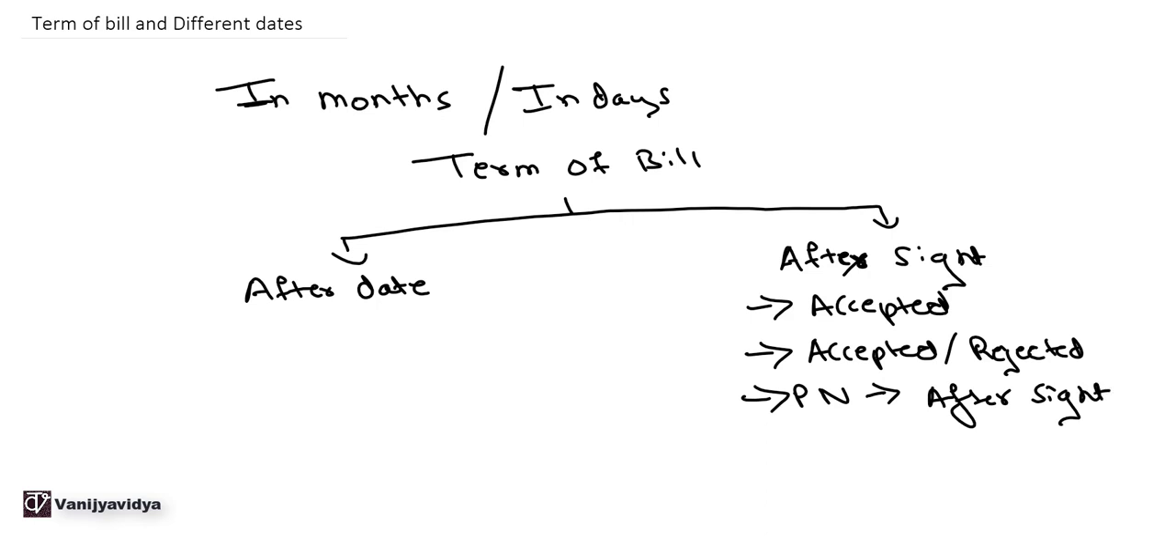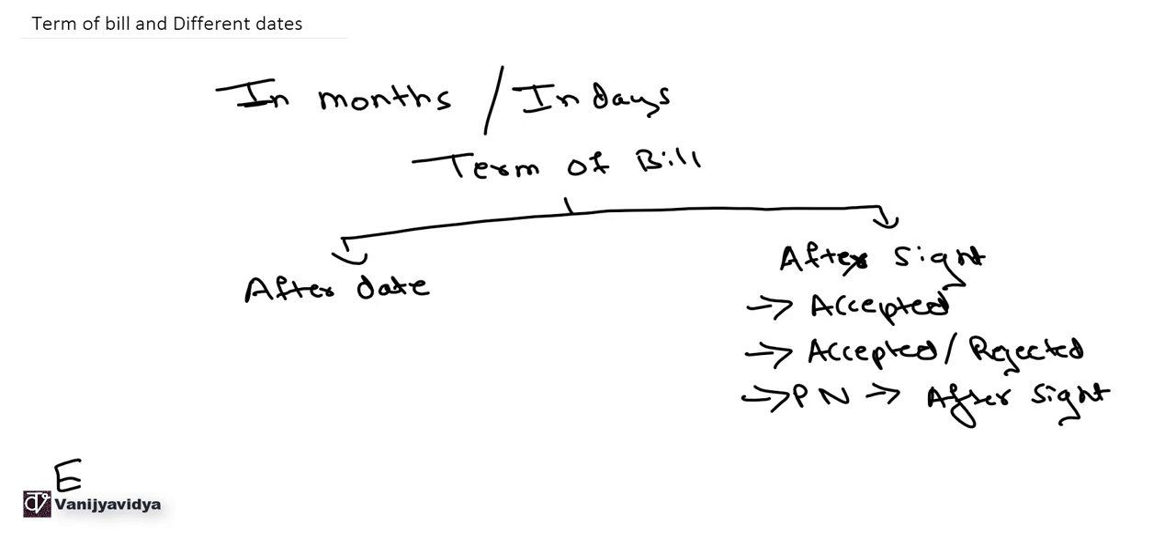So the term of the bill has to be calculated either in months or in days. When it is said after date, we have to calculate the term after the date of the bill. In case of after sight, the term has to be calculated from the date on which it is accepted, or on which it is either accepted or rejected, or in case of a promissory note after sight, when the bill is presented. So this is about the term of the bill.